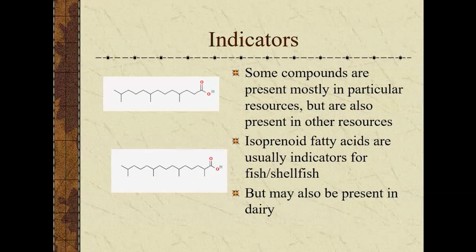So for resources with indicators like this, and fish and shellfish are probably the best known of these categories, we look for at least 2 or 3 indicators to be a strong supporter of having fish or shellfish be processed in our pot. Just one, it indicates it, but it's certainly not definite.